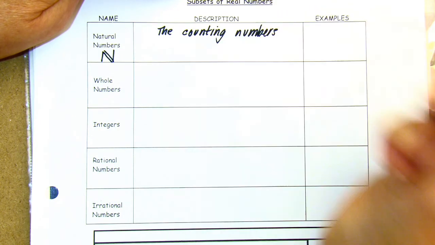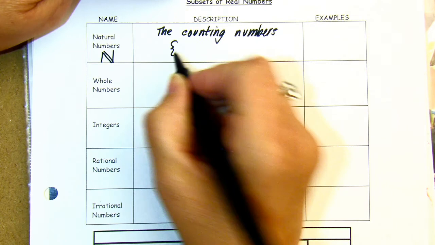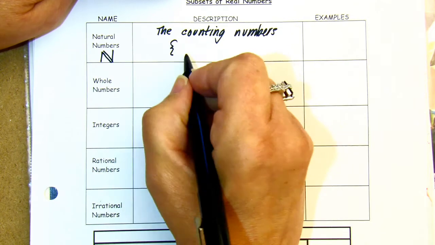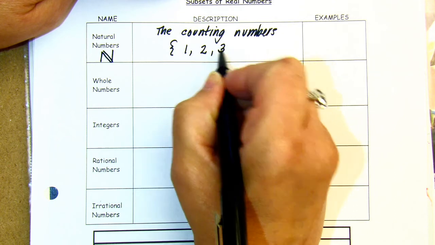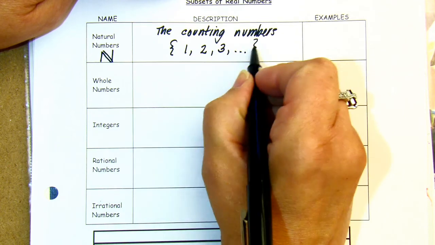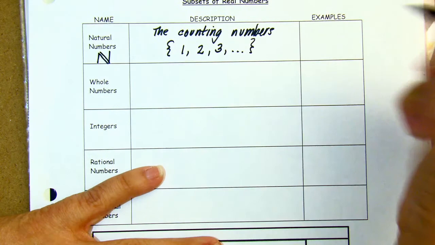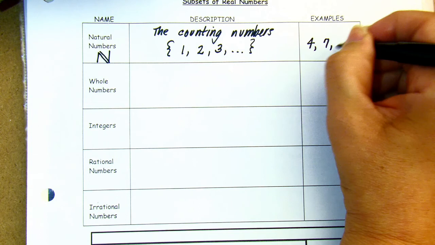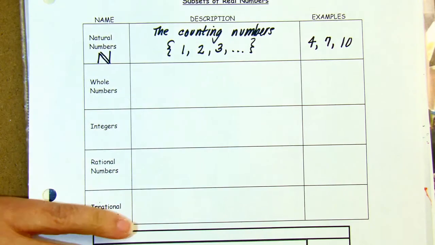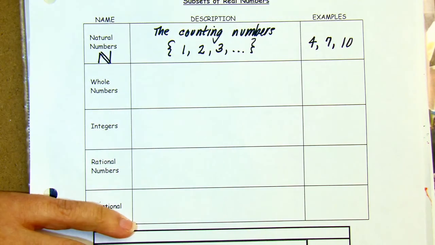We're going to illustrate with set notation, which is these curly braces. Draw them the best that you can. And we'll show that number 1 is in the set of counting numbers, number 2, number 3, and it keeps going in that fashion. And in our examples column, we'll just put a couple of our favorite numbers, like 4, 7, 10. We're not going to list them all because there's infinitely many.